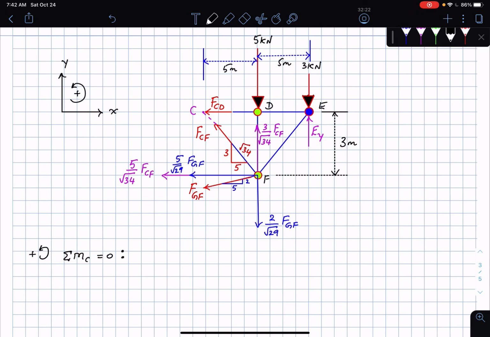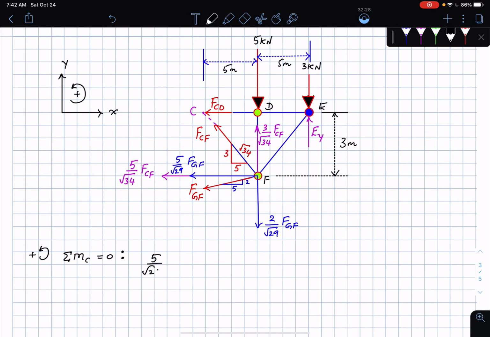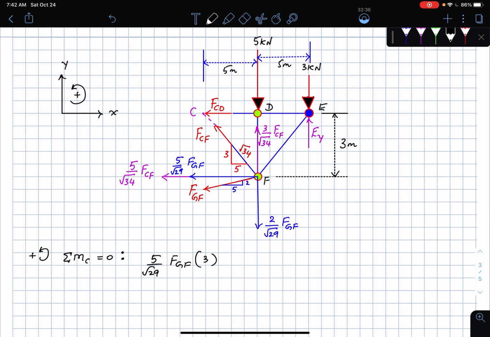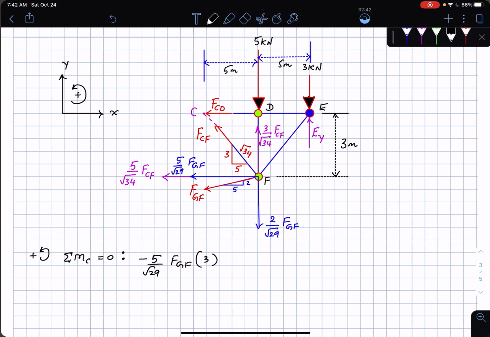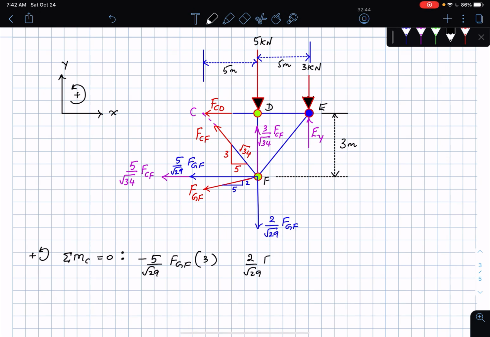First of all, the horizontal component of GF, that's going to be 5 by root 29 FGF, multiplied by a distance of 3 meters, all the way to the point C. This is going to be a clockwise rotation. Then I'm going to look at the 2 by root 29 FGF force. If I look at the distance from point F to point C, that's a distance of 5 meters. This is also going to cause a clockwise rotation about the point C. And then how about the rest of them? Okay, I'm going to have EY times a distance of 10 meters. That is going to be counterclockwise.